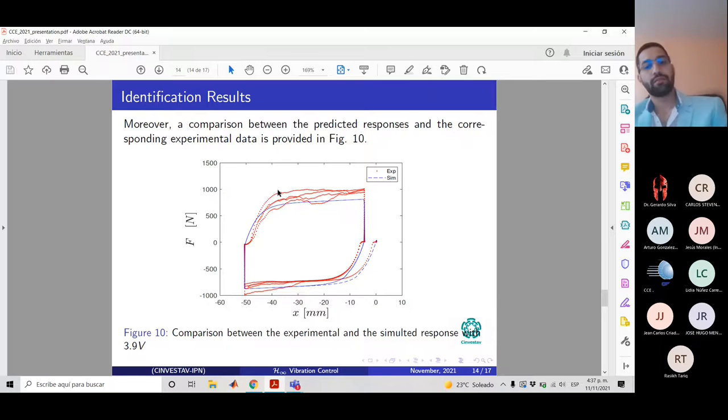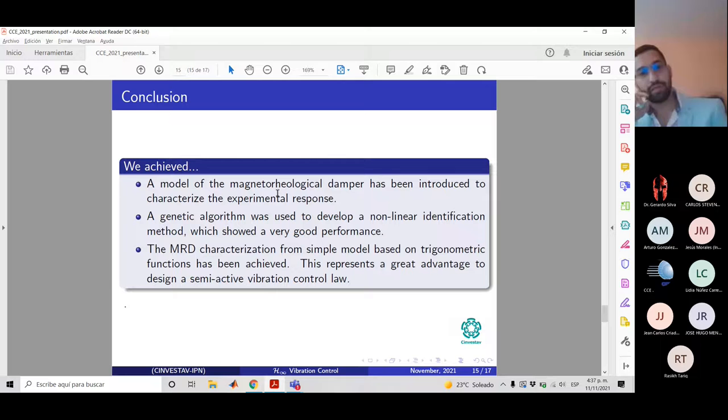Some conclusions of this work: a model of the magnetorheological damper is introduced to characterize the experimental response. A genetic algorithm was used to develop a non-linear identification method, which showed very good performance. The magnetorheological damper characterization with a simple model based on trigonometric functions has been achieved. This represents a great advantage to design a semi-active vibration control law.